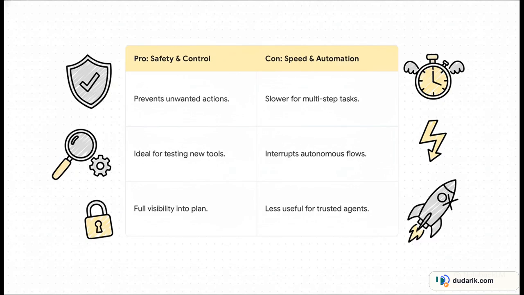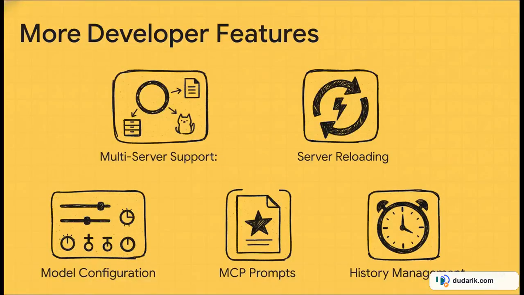On the other hand, it slows things down and gets in the way of full automation. So once you've built an agent you really trust, you'll probably want to turn this off and let it fly. Think of it as a control knob for your confidence level. And there's a whole bunch of other goodies packed in here for developers. You can connect to multiple tool servers at the same time, like one for your file system and another for GitHub. As you're building new tools, you can hot reload the server without restarting everything. You can also tweak over 15 different model parameters on the fly, like temperature or context size, and even manage your conversation history. It's a proper developer's toolkit.